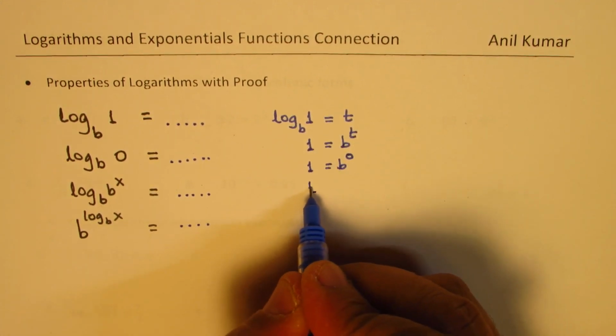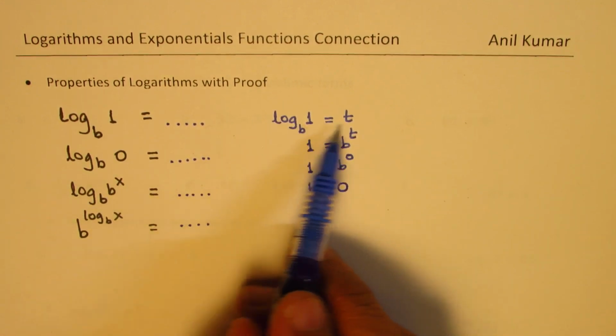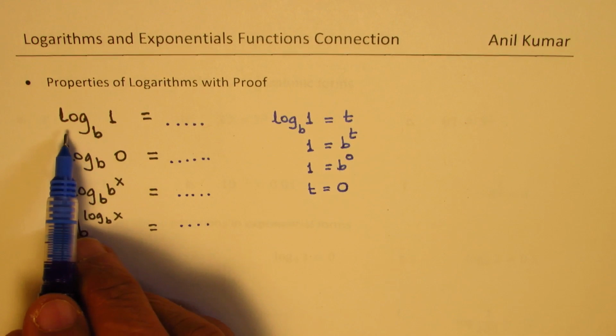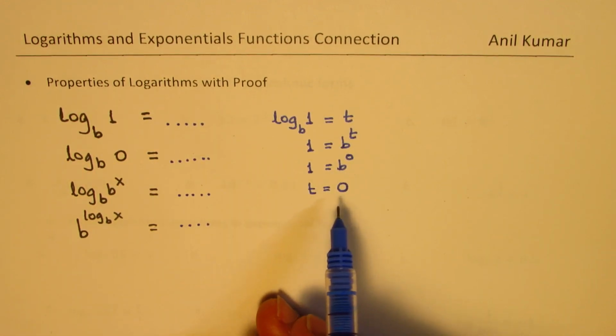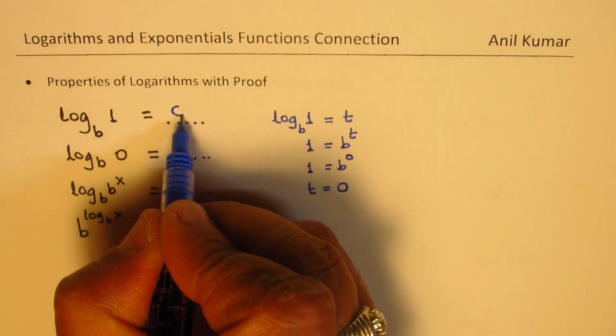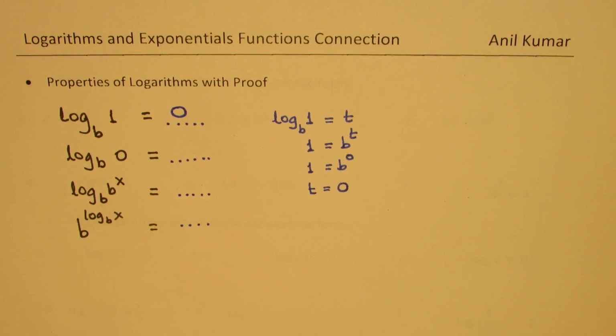So that means t is equal to 0. In the first case, we assumed that log to the base b of 1 is t, and we found that t is equal to 0. So we can fill in 0 here. Log to the base b of 1, for any base, log of 1 is 0. That's what we're trying to figure out. Is that clear to you?